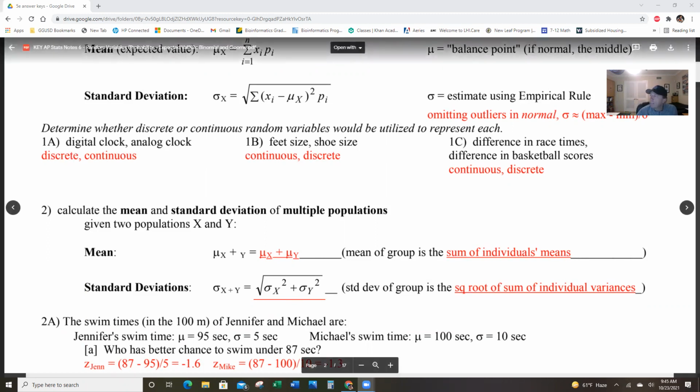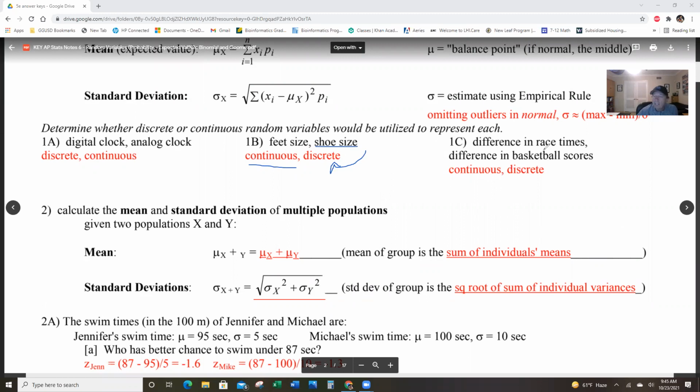Okay, 1B, you got feet size. Feet size is continuous. Everybody's foot is slightly different. But shoe sizes, unless you get them custom made, they only come in halves. 5.5, 6.5, 7.5, 8.5. There's no 3/4 shoe. I know the metric has a little bit more variety, but it's still discrete.